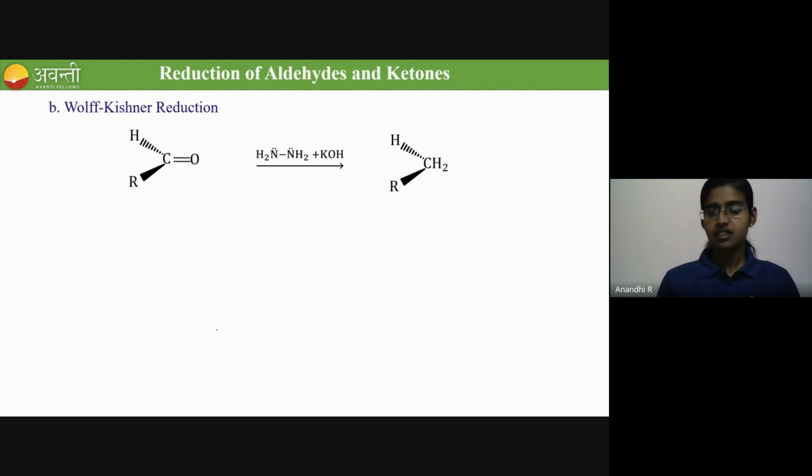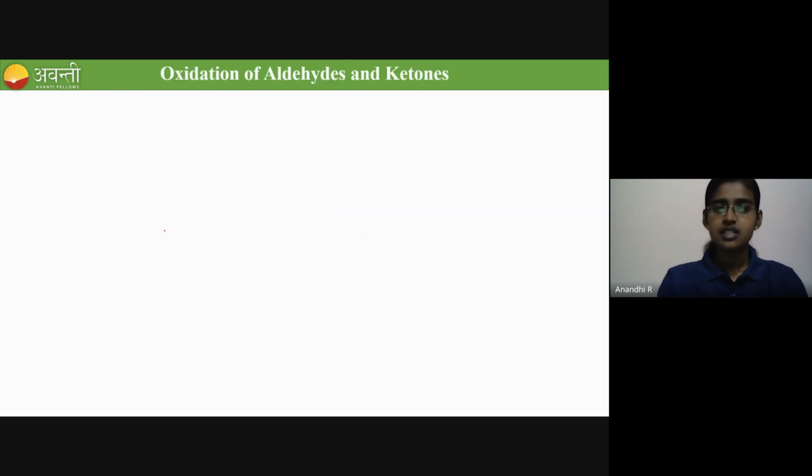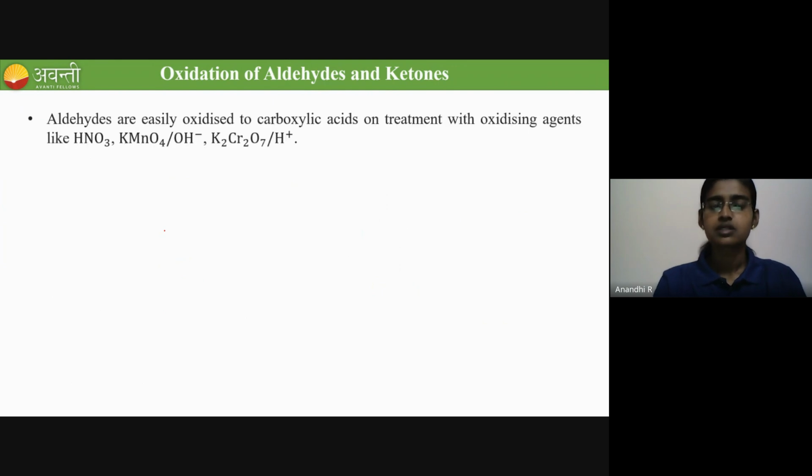Now let's move on to the third one, that is the oxidation of aldehydes and ketones. Is the reduction part clear to you? If it is clear, just type S. It's very easy. CO is getting converted to CH2 with the Clemmensen reagent and Wolff-Kishner reagent. Yes, it's clear. Now the third is the oxidation of aldehydes and ketones.